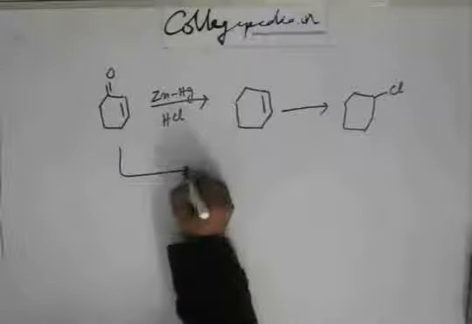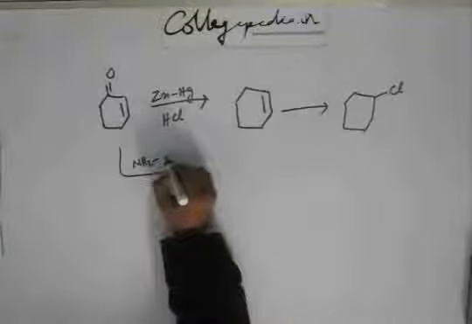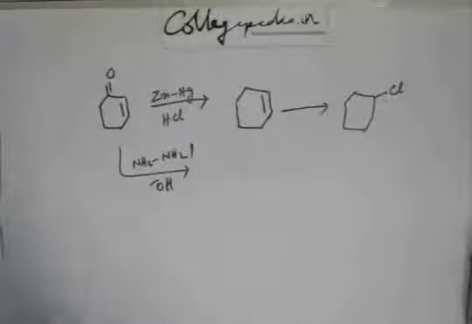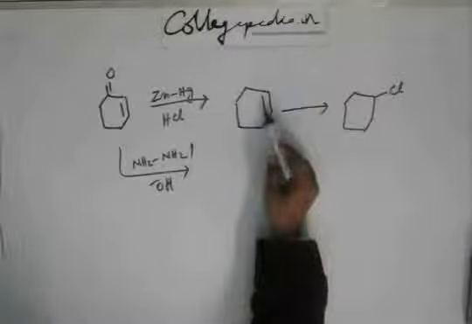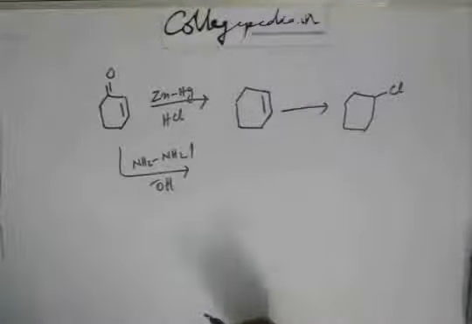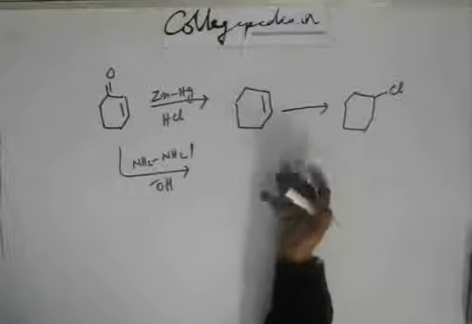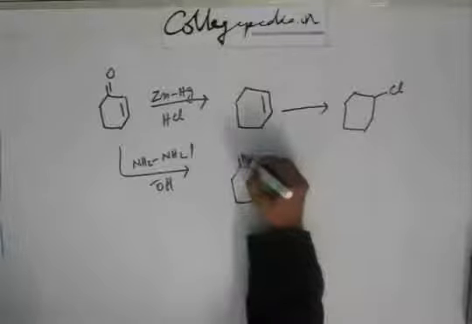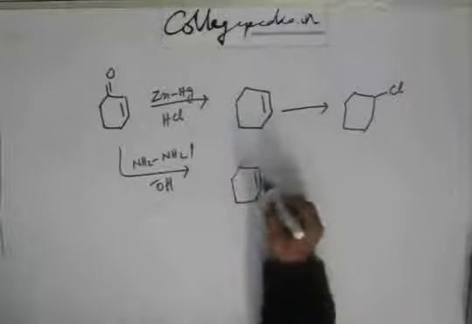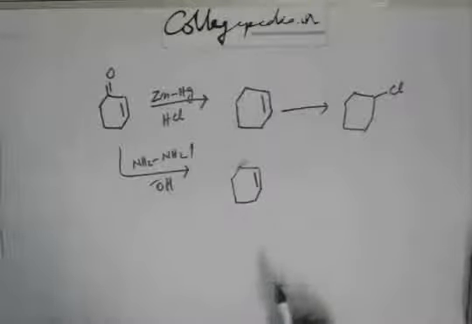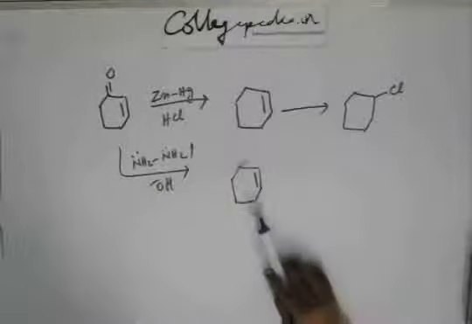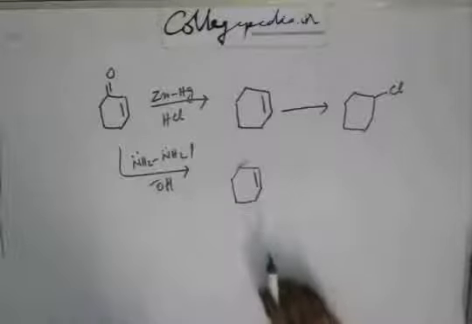In this case, what you have to do is go with Wolff-Kishner reduction, because here the system is basic and this is electron rich. Now the base is not going to approach this electron rich thing, because the base itself is electron rich. There will be repulsion between them. So once Wolff-Kishner reduction has carried out the reduction of the carbonyl group and you have cyclohexene, there will be no further reaction, because this hydrazine is electron rich, this base is electron rich. There will be no reaction between this cyclohexene and the reagent that you have taken. So in this case, you have to go with Wolff-Kishner reduction.